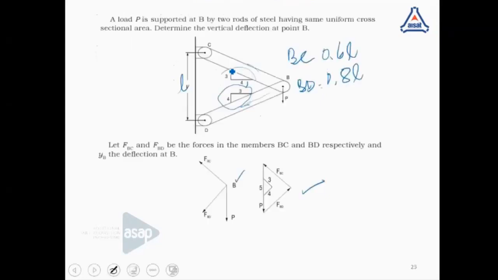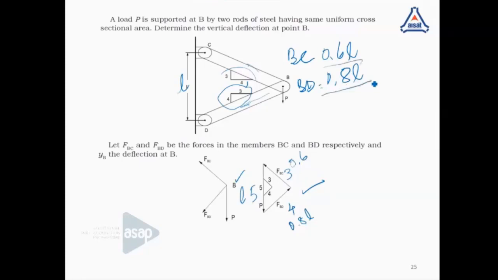From this diagram, we have a 3, 4, 5 triangle. These sides are in the ratio 3, 4, 5. The length of BC is 0.6 and this is 0.8 L. In that case, this will be L. That is how we obtained these values.